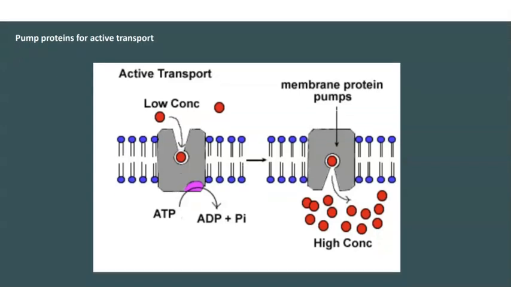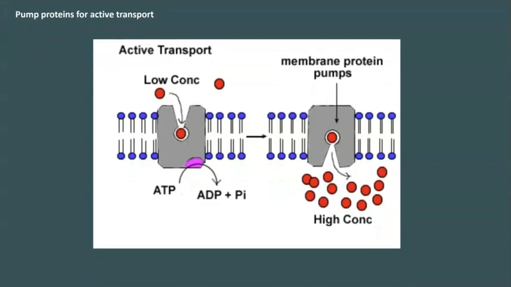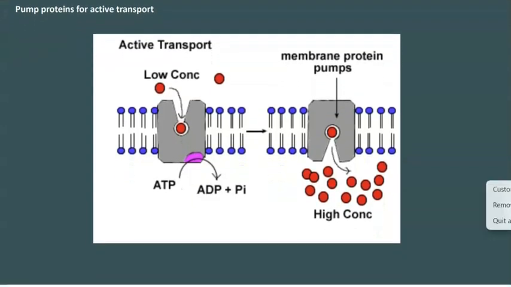So the diagrams of the structures, and these are only diagrams of course, look very similar to those for diffusion and the facilitated diffusion, simple diffusion that we looked at. But those are passive processes. This is an active one.